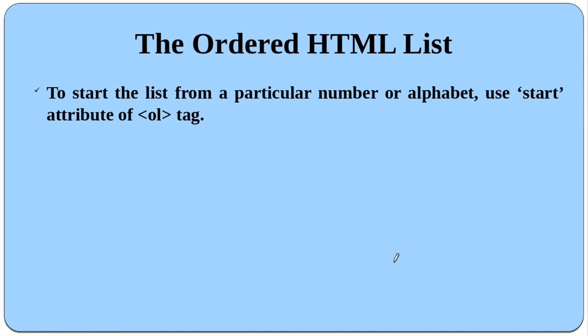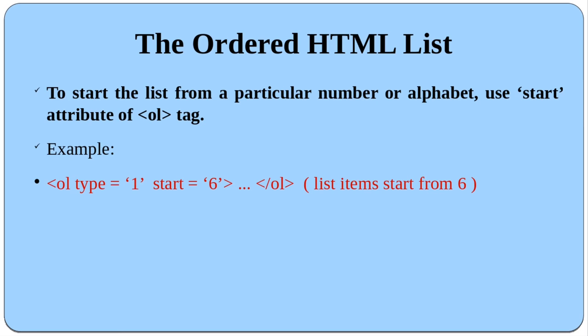In order to start the list items from a particular number or alphabet, we can make use of the start attribute of the OL tag. For example, if I want to start the list from number 6, then you need to define it like this: OL type equals to 1, start equals to 6. Then that particular list will display the items starting from the number 6.